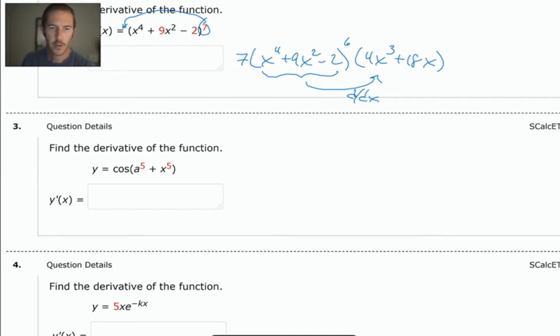Find the derivative of this function. Okay, so this one's a little bit different. We've got a trig function. Y prime equals. Take the derivative first of the outer function. What's the derivative of the cosine function?